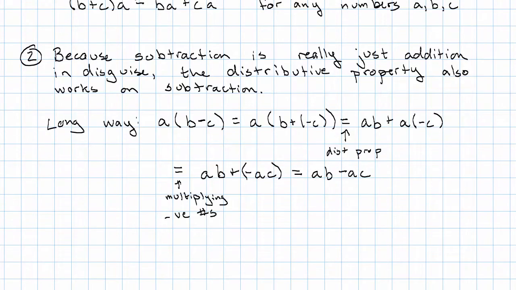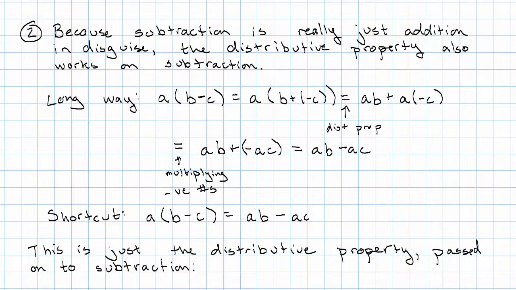That's always going to work, though, so we could just take a shortcut and just remember that A times (B minus C) is always going to be the same as A times B minus A times C. This is not a new property. This is just the ordinary distributive property being passed on to subtraction, because subtraction really is just addition.